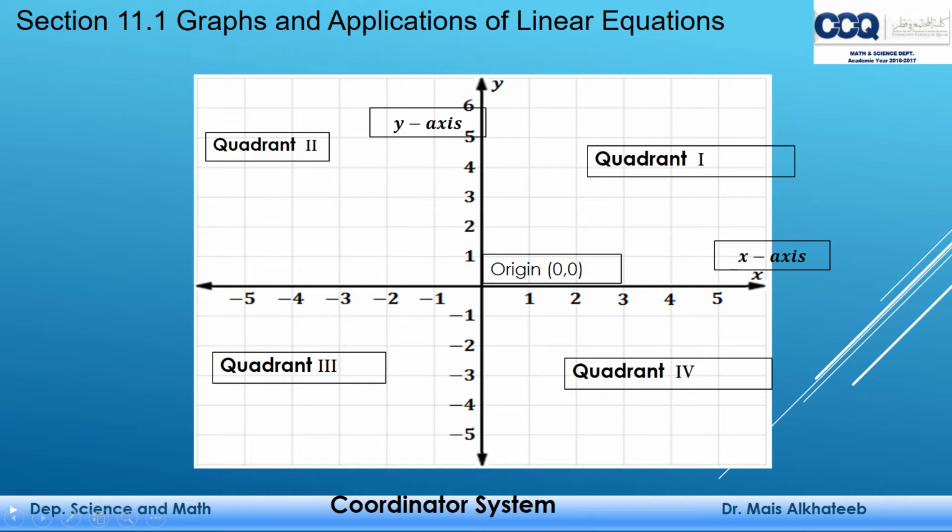If I take a point in quadrant 3, for example, a point which has x equals minus 2, y equals minus 1, this point has negative x and negative y. Now if I take a point from quadrant 4, for example, x equals 1, y equals minus 1, I notice that x is positive and y is negative.